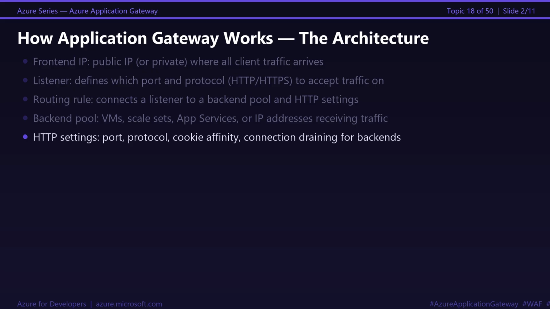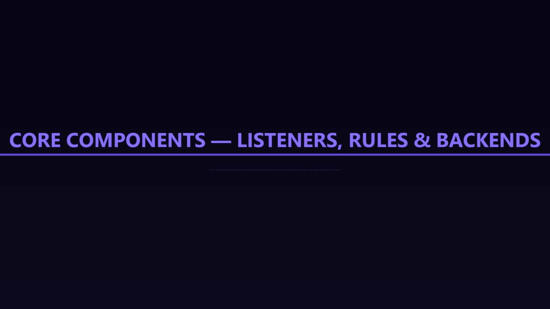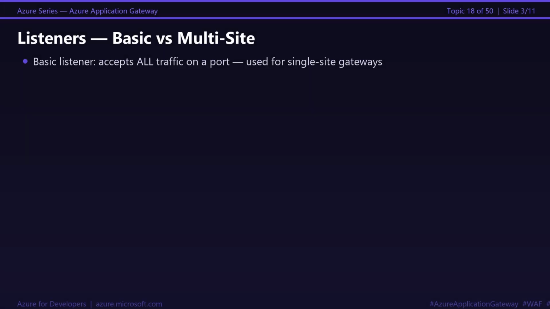A multi-site listener is smarter. It checks the HTTP host header in the request. Is this request for contoso.com? Route it here. Is it for fabricam.com? Route it there. Here's the powerful part.